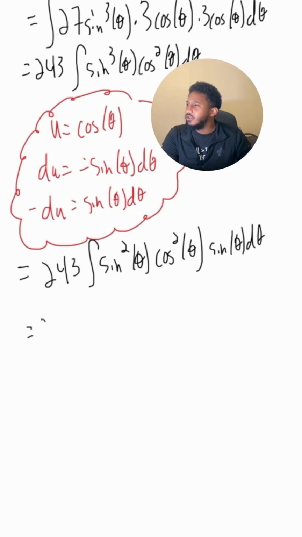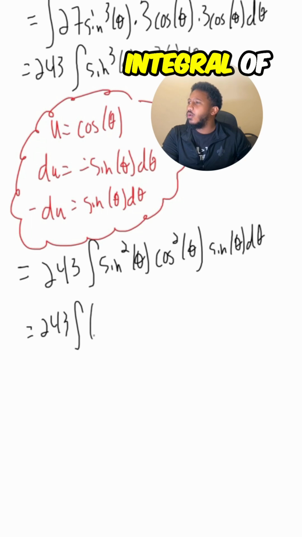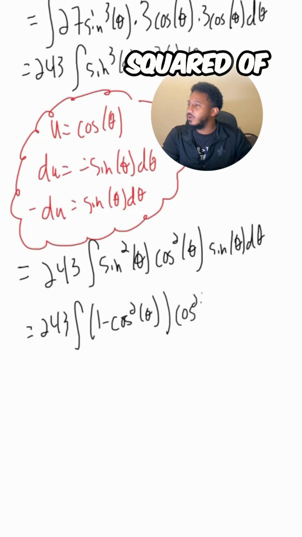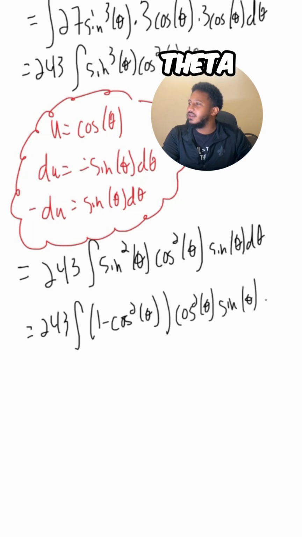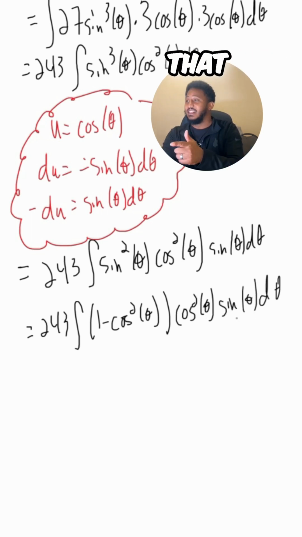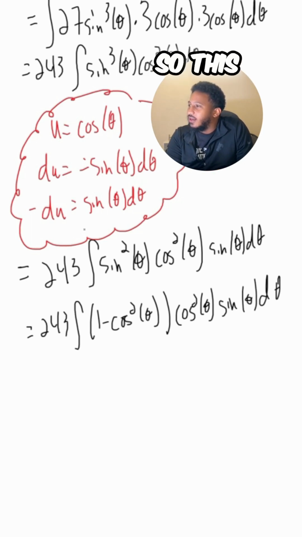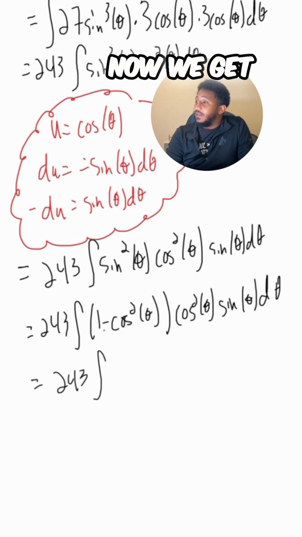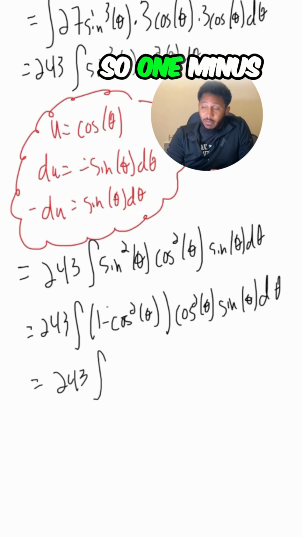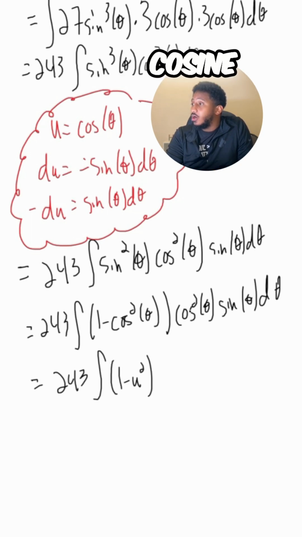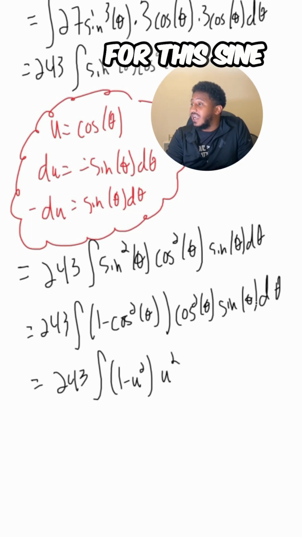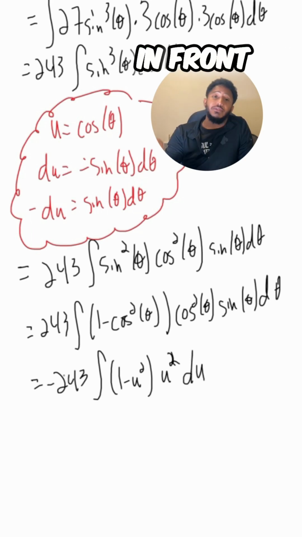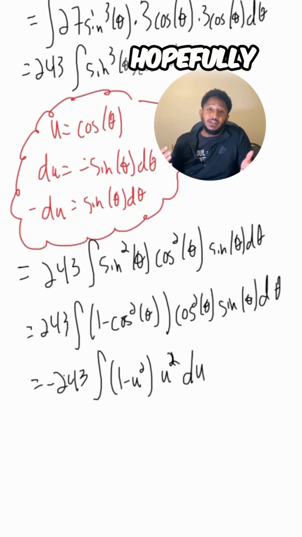Okay, so this becomes 243 times the integral of 1 minus cosine squared of theta times cosine squared of theta times sine of theta d theta. Now we can use that substitution. So again, this becomes 243 times the integral of 1 minus u squared, since cosine squared is u squared. And for sine of theta d theta, we know that's negative du. So I'll put the du here and pull the negative out in front, again because of linearity. Hopefully this is an easier integral to integrate.